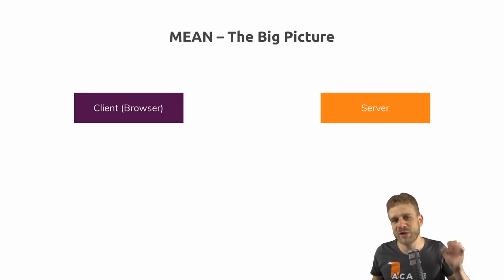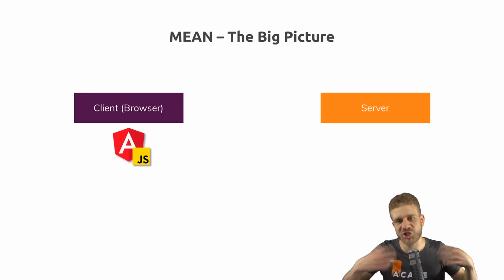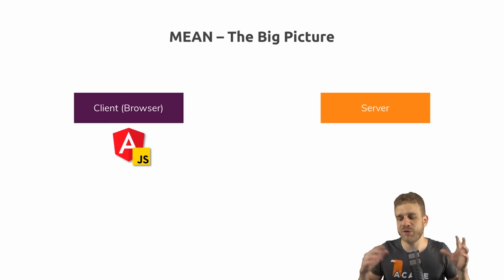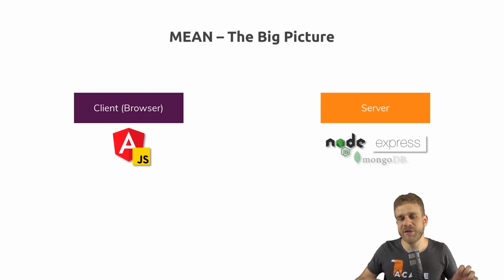So on the client, we use Angular, which is a JavaScript framework, so we also use JavaScript implicitly, and we use it to build that user interface. On the server side, we use Node, Express, and MongoDB. Node Express for the logic, and MongoDB as a database. As I said, you don't want to connect directly to it from Angular.